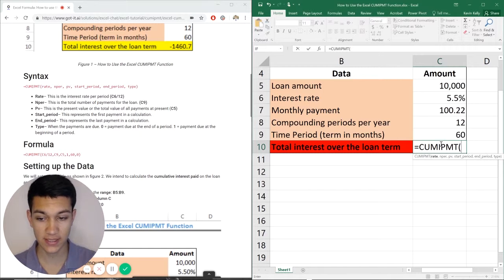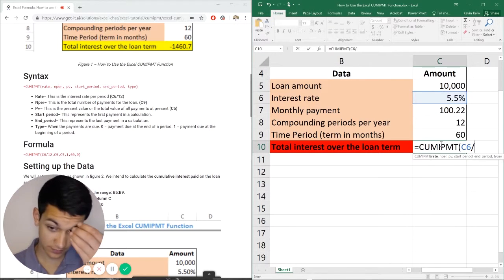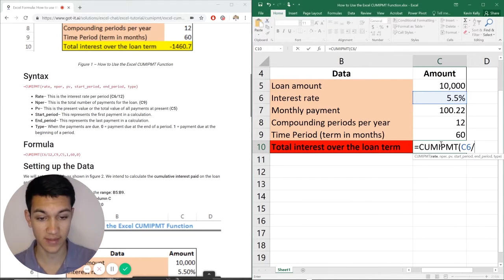That our rate is our interest rate. And the reason that we divide it by 12 is because it's compounded every month. So if you see under cell C8, it says compounded periods per year is 12. So we divide by 12. Then we do the present value. Then we do the N per, which is the total number of payments for the loan, which is 60, because if there's 60 months and you have to pay every month, that means there's 60 payments.